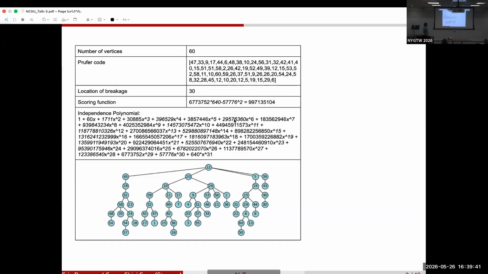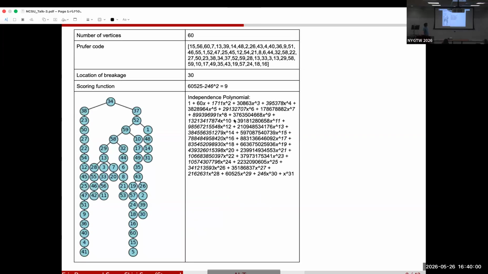So here are some examples, or rather, examples of counterexamples. Here's one on 60 vertices. The breakage happens at the index 30. There's its independence polynomial. There's its Cooper code if you're interested. Here's another one, again diverging pretty significantly from that very standard form of the original counterexample.